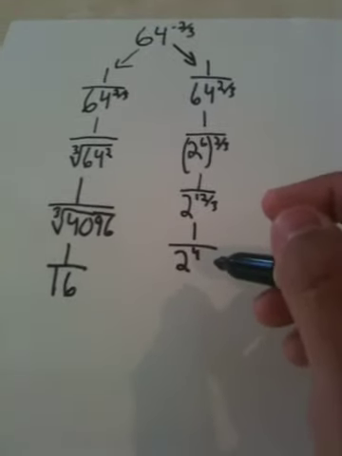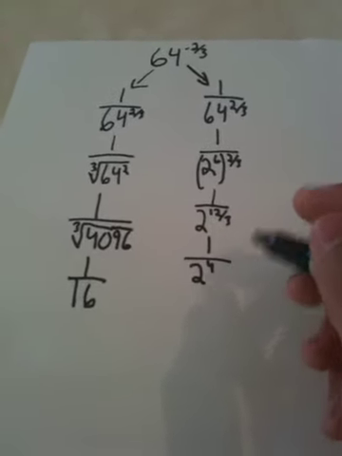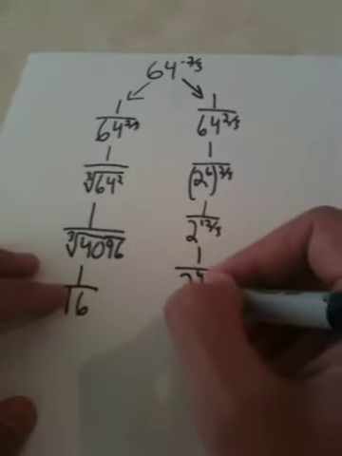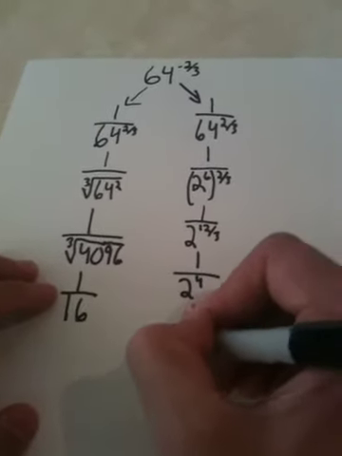Then you would take 2 to the 4th and multiply, making it 16. So the final answer again is 1 over 16.